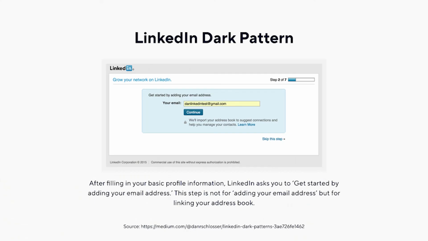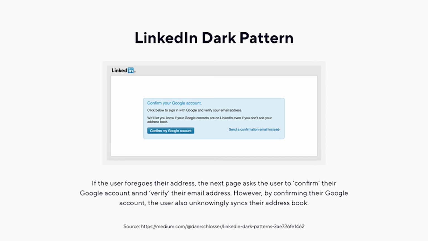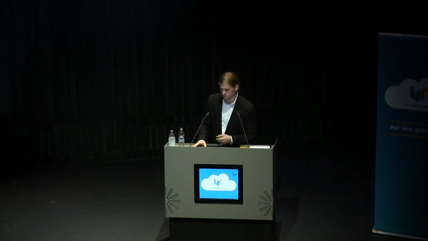So in this example, after filling out your basic information, LinkedIn asks you to get started by adding your email address, and as you grant permissions from Google, they slip an additional permission in that allows them to sync with your address book, and then follow up multiple times with very spammy invitation emails to as many contacts as they want from your list. Here's another example, again disguised as "confirm my Google account." They slip that additional permission in, and that allows them to send all of those spammy invites.